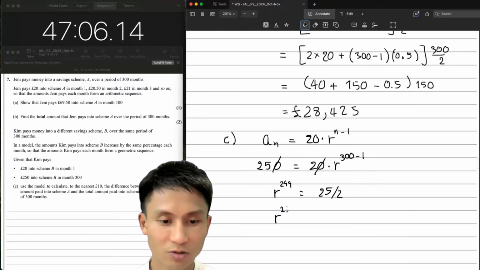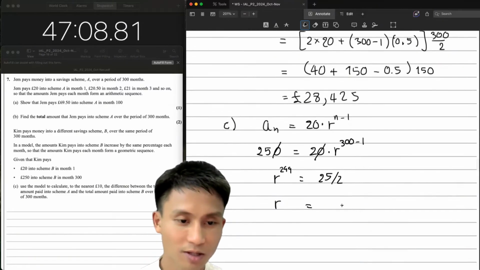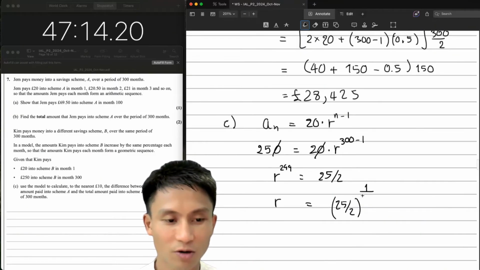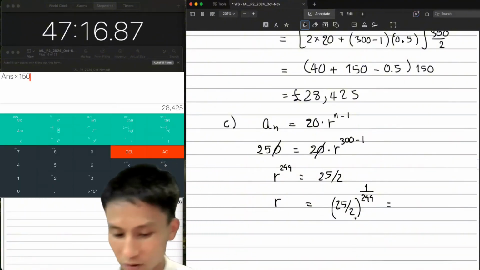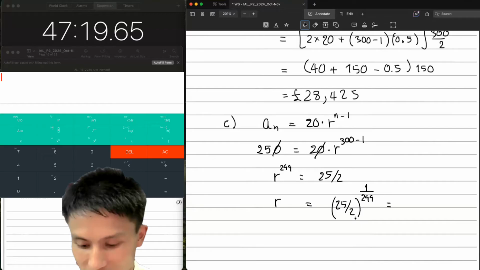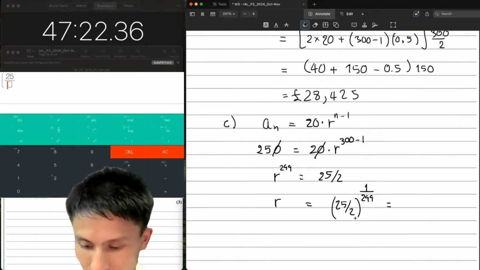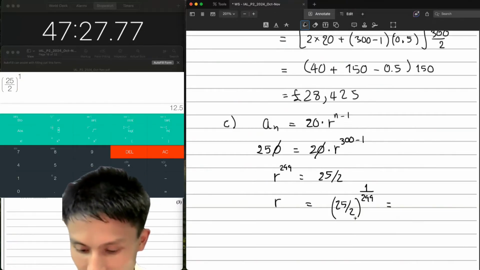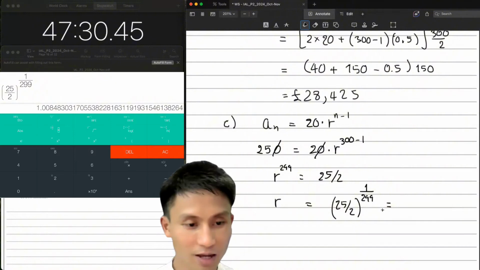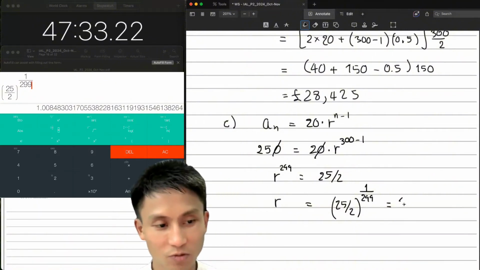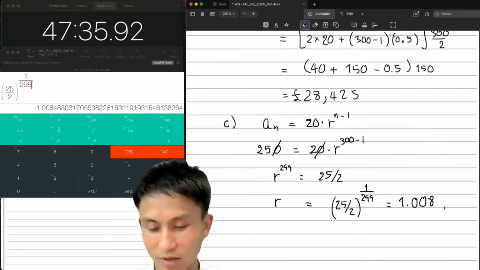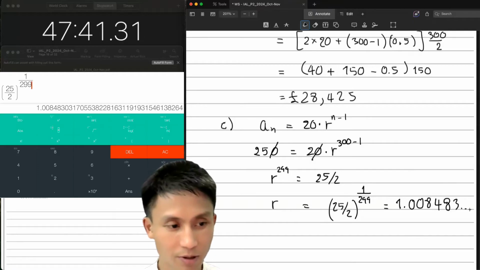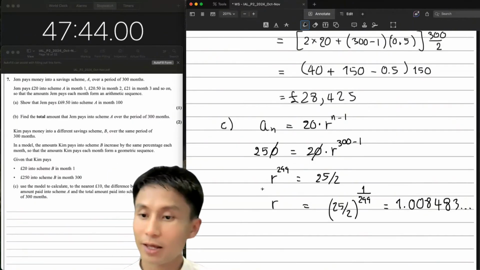R to the 299, R equals 25 over 2 to the power of 1 over 299. Or if we want the decimal of that, we have it to the power of 1 over 299. So that is just the value of R. That seems to be reasonable because we need something more than 1 to make it grow, right? I'm just going to stop there maybe. Okay, and that's our value of R.